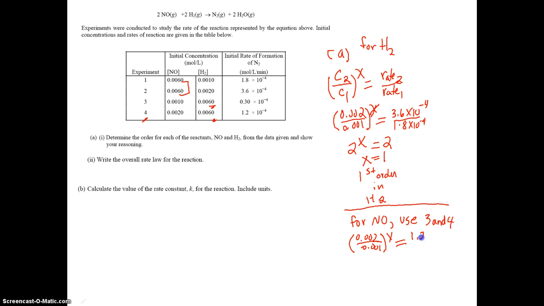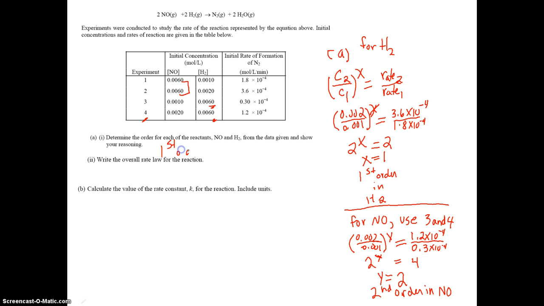In this case, the rates change from 1.2 times 10 to the minus 4 to 0.3 times 10 to the minus 4. And so we see that a two-fold change in the concentration to some power gives me a four-fold change in the rate. And so the exponent with respect to NO is 2. So this is second order in NO.